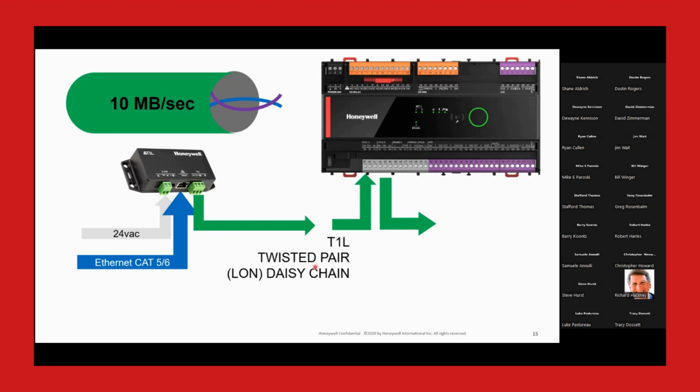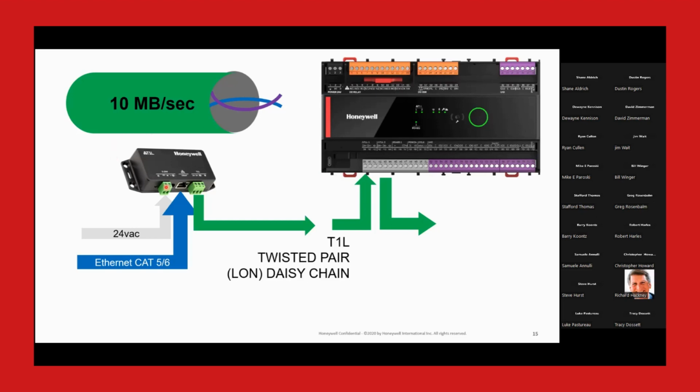To convert your Ethernet Cat5, Cat6, RJ45 connection to T1L, you will need one adapter per T1L network. The adapter is simply a media converter. It is not a router, it's not a switch, it's not programmable, doesn't have an IP address, it's just a box with Ethernet on one end and T1L out on the other. And Honeywell manufactures that because we wanted one that was 24-volt AC powered.